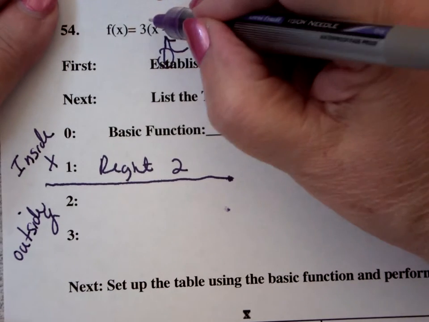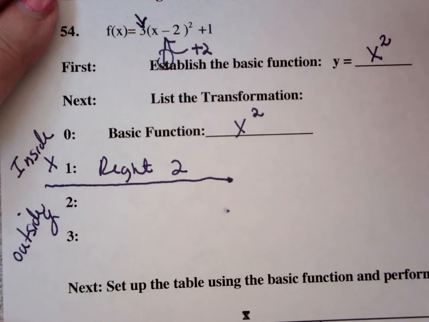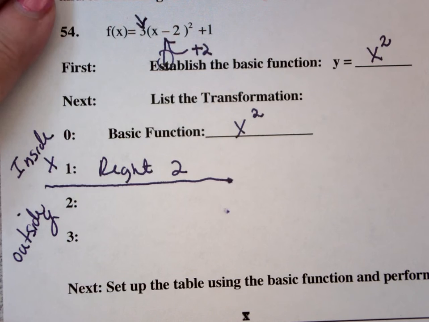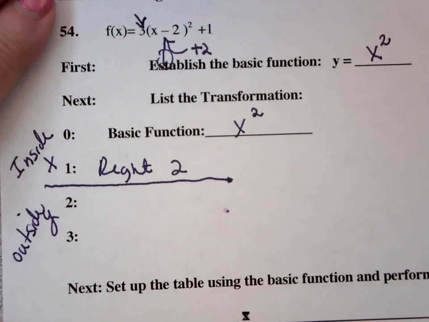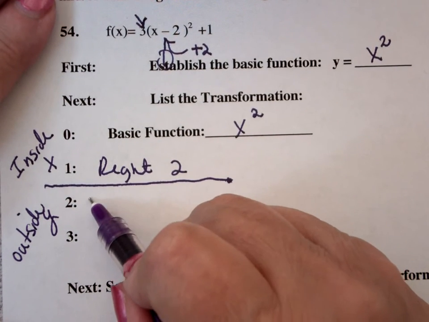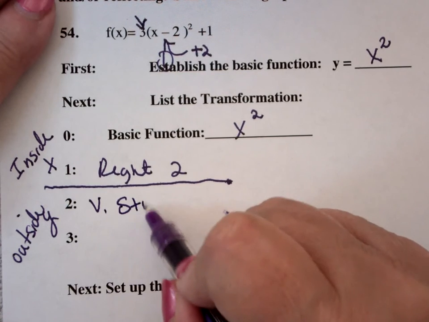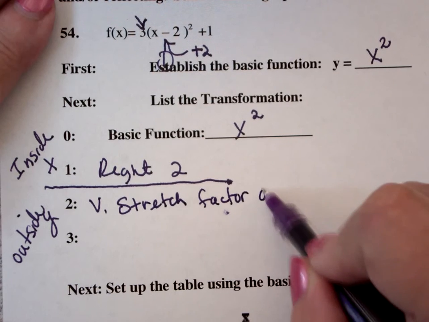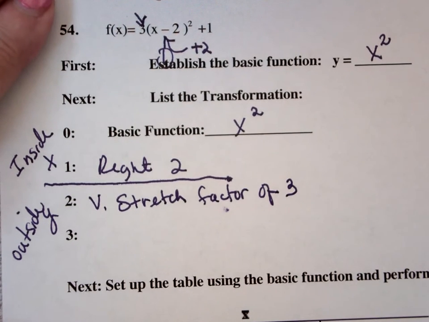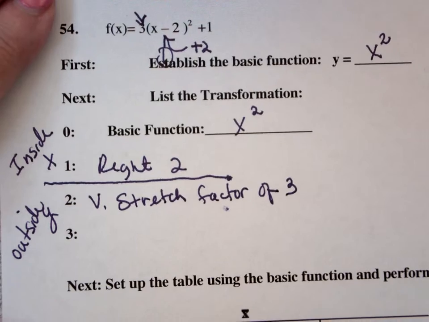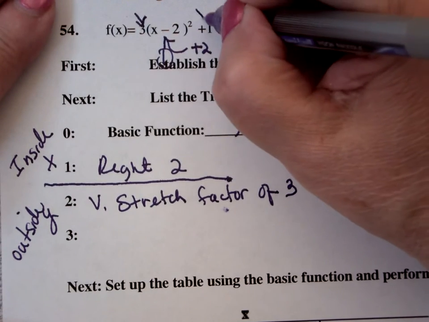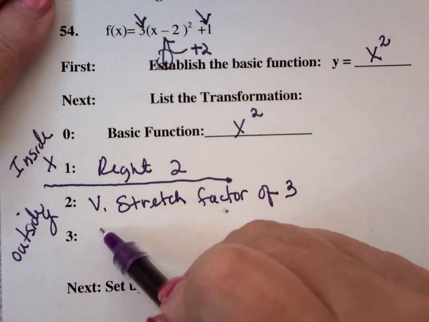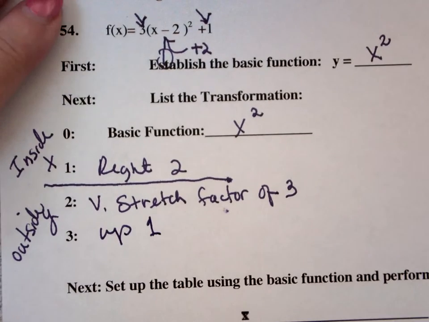Then I come to the outside and I have a 3, and what is that? A 3. A stretch. What kind of a stretch? Vertical. Factor of 3, because that's going to be my multiplier. And then I'm done with the front, and then I have that guy, and what does that guy do? He's going to be up 1.